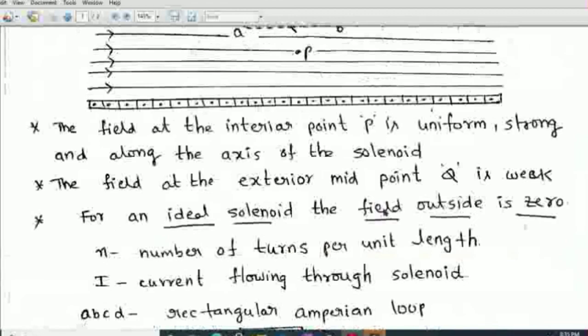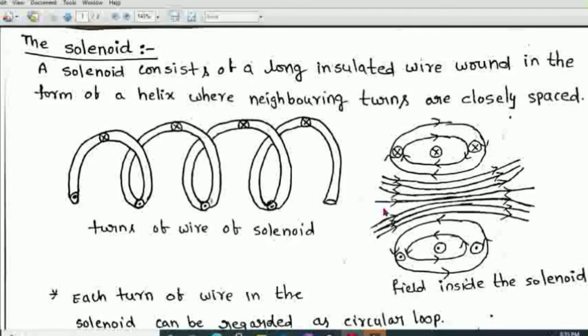So this is about the solenoid and the magnetic field due to the solenoid at a point inside.